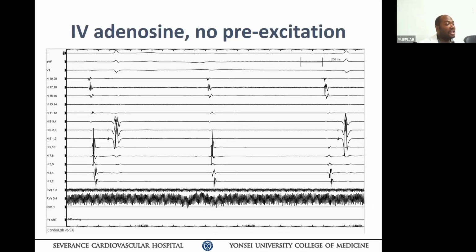So we give IV adenosine because when there's an accessory pathway, especially if it is antegradely conducting, then when you block the AV node with adenosine, you would have preferential conduction, unopposed conduction through the accessory pathway. But here, after giving adenosine, everything stopped. There was absolutely no ventricular conduction at all.